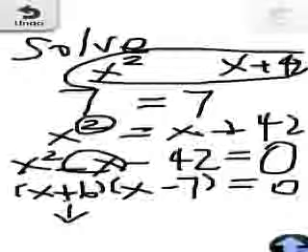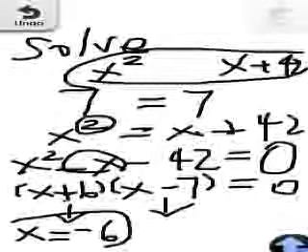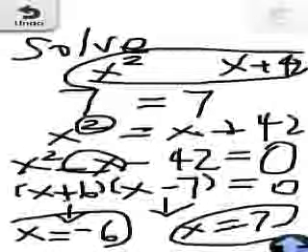And we use what's called the zero factor property. Since x plus 6 times x minus 7 is 0, that means x plus 6 could be 0. So that means that it's only possible if x was -6. And x minus 7 could be 0, but that's only possible if x equals 7. Okay? And you can double check these. -6 squared is 36. -6 plus 42 is 36. I'm checking them. So 7 squared is 49. 7 plus 42 is 49. See? Correct.